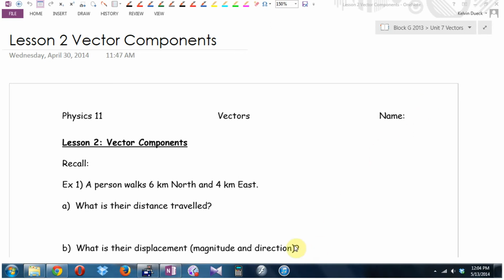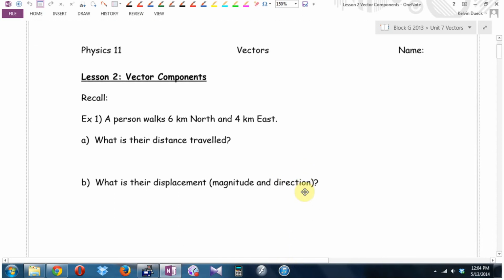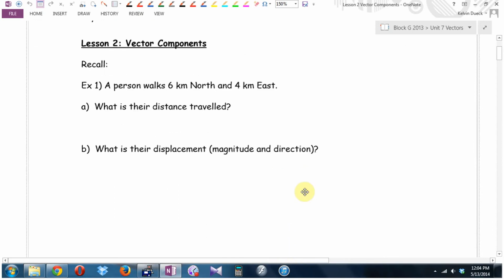So this first question is a bit of a review from what we did last day. It says, okay, a person walks 6 kilometers north and 4 kilometers east. First of all, what distance have they traveled? Not displacement. What distance have they traveled? 10 kilometers. What's their displacement, magnitude, and direction?